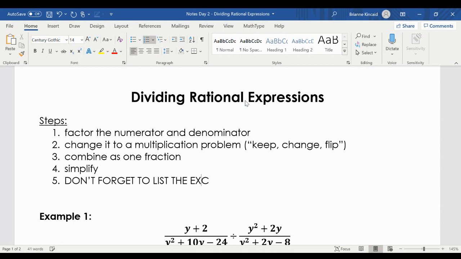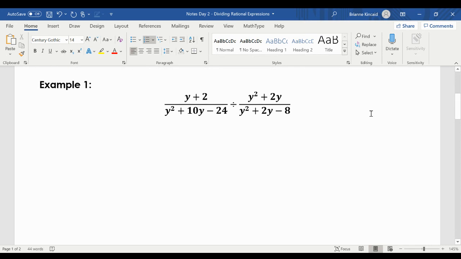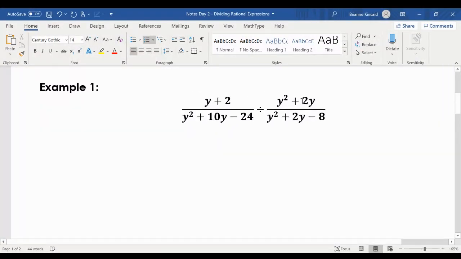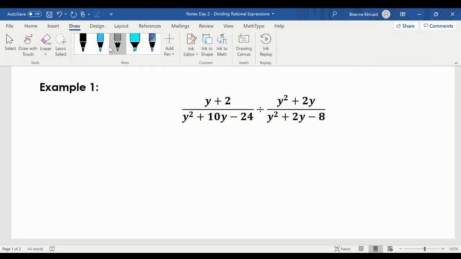list the excluded values, which can be a little bit more challenging with division because there's one extra thing we have to look for, but it's not too bad. So first example, we're going to begin by factoring the numerator and the denominator.